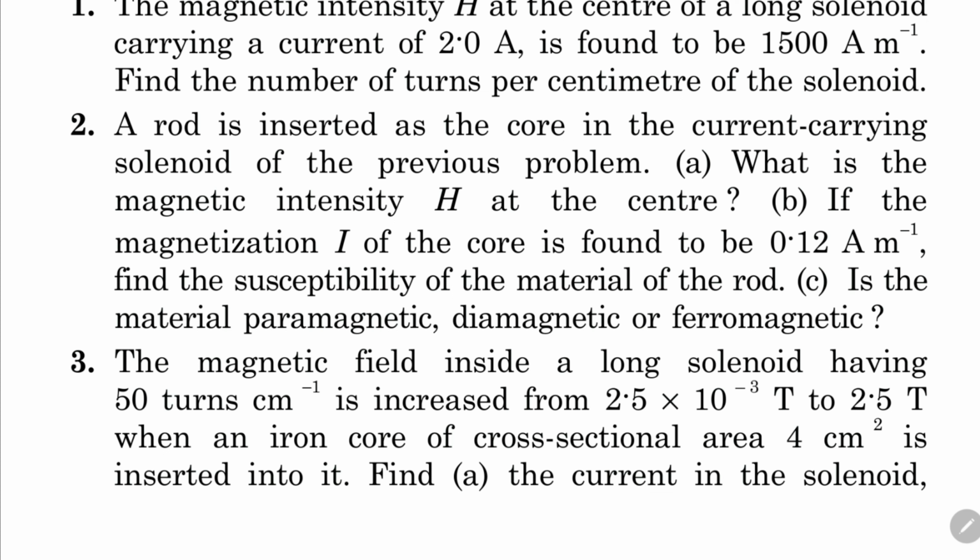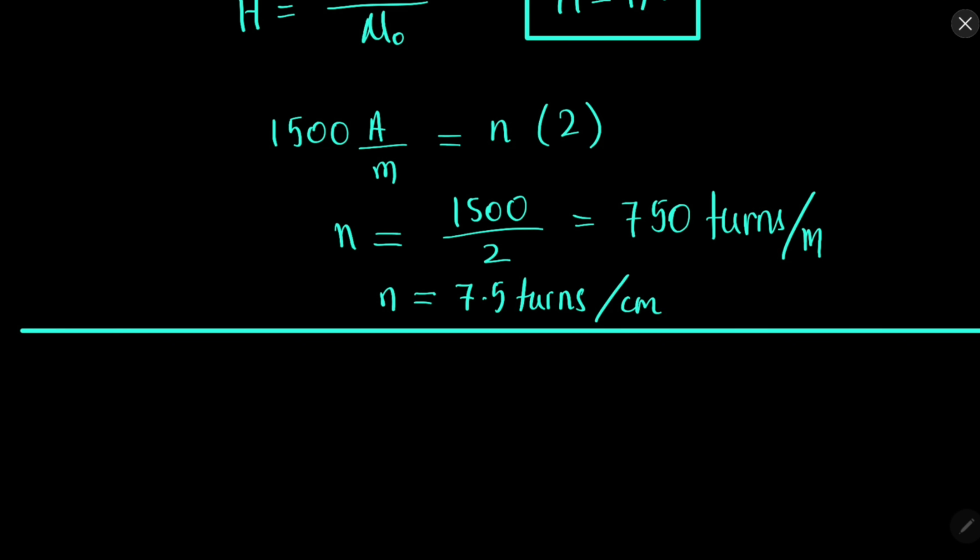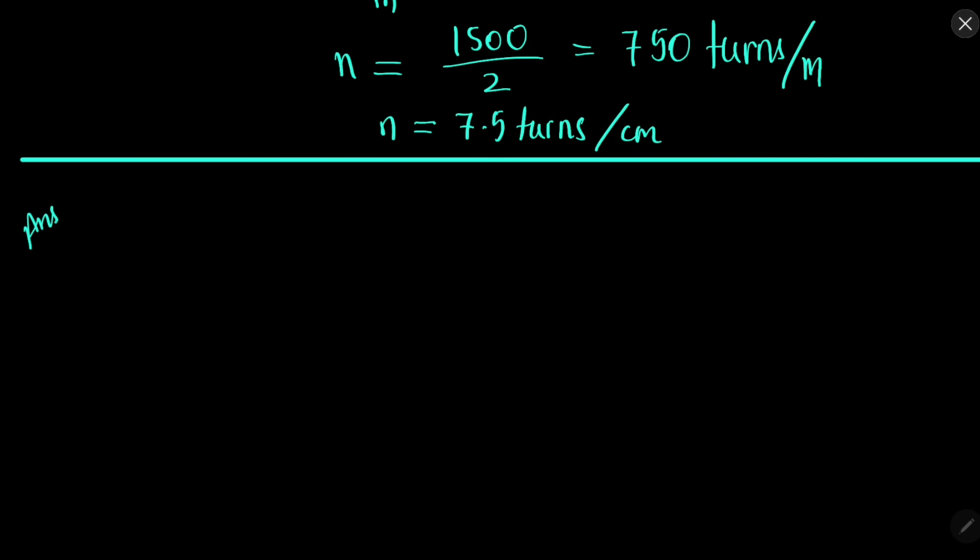In question 2, there is a rod inserted as the core in the current carrying solenoid. In the previous question, we found the magnetic intensity at the center, and if magnetization I is given, then we need to find the susceptibility, and whether this material is paramagnetic, diamagnetic or ferromagnetic. The first part is, it is given that H will be 1500 ampere per meter, because we have to use the data of the previous question.